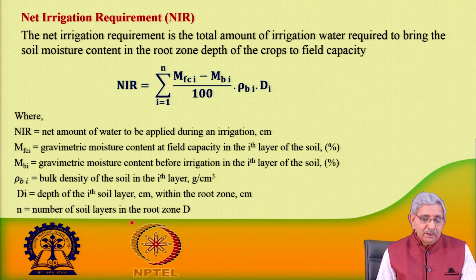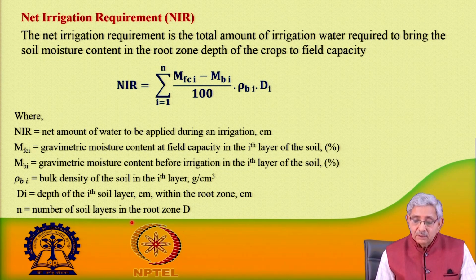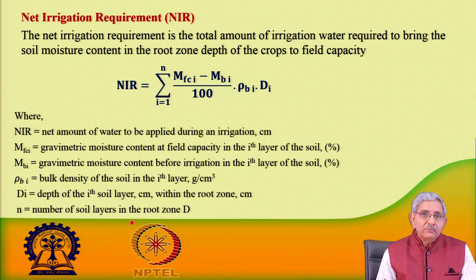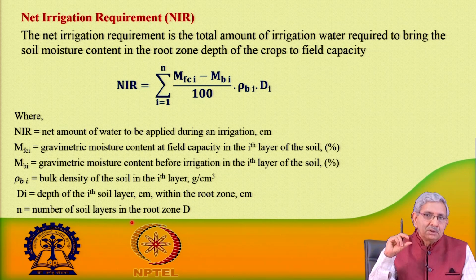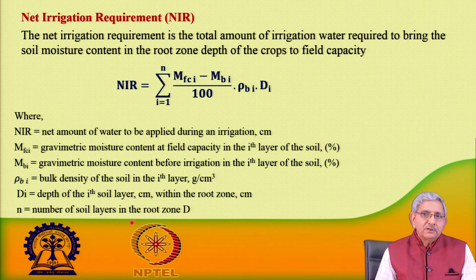Net irrigation requirement, as the name says, is the total amount of water irrigation required to bring the soil moisture content in the root zone depth to field capacity. So, determining the moisture content difference at the field capacity and moisture content before irrigation, this difference at the different layers, when we multiply with the bulk density of soil, multiplying with the depth of root zone, then one can get the net irrigation requirement.